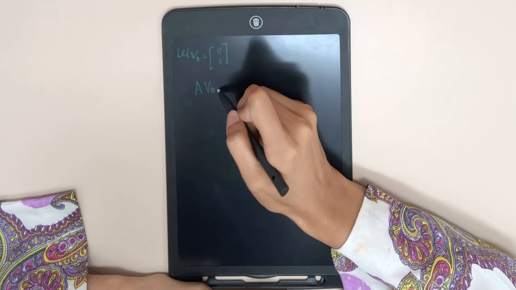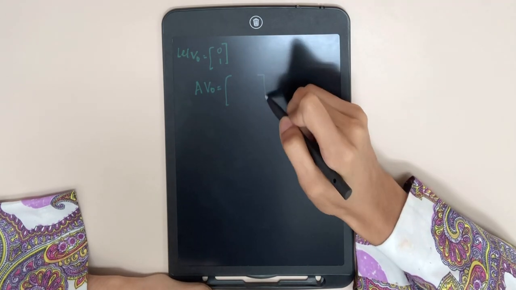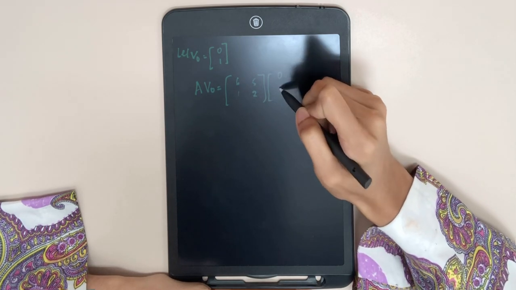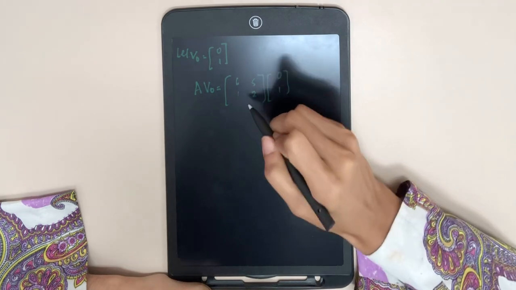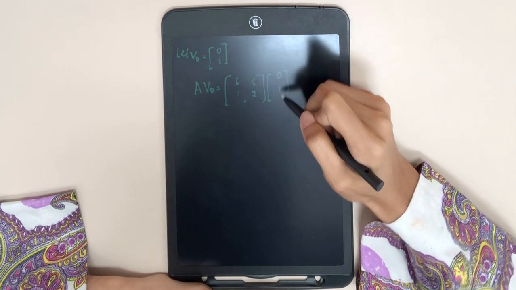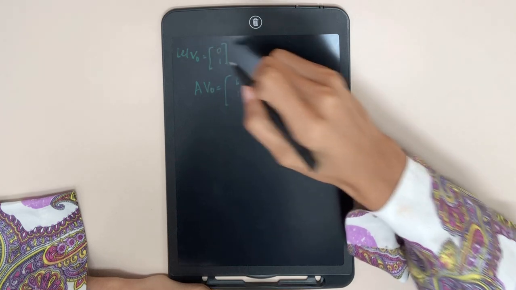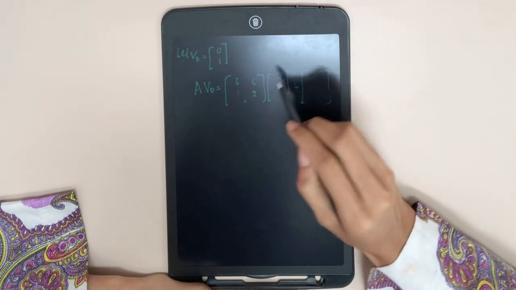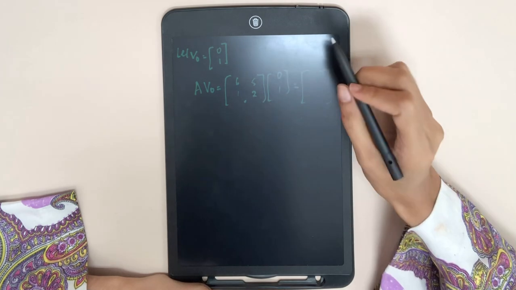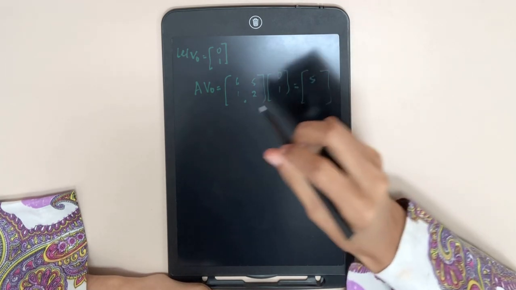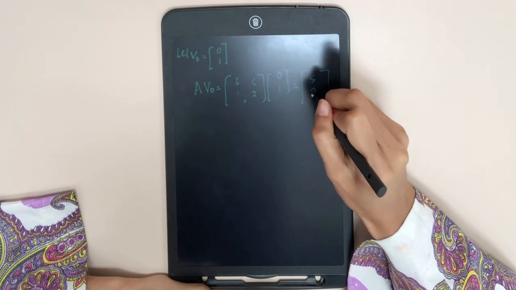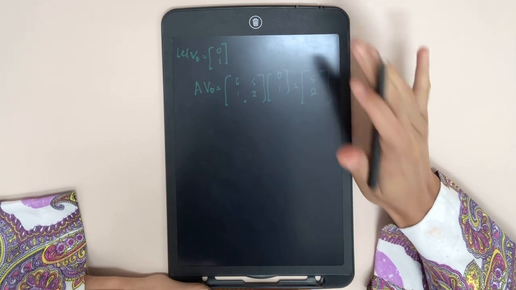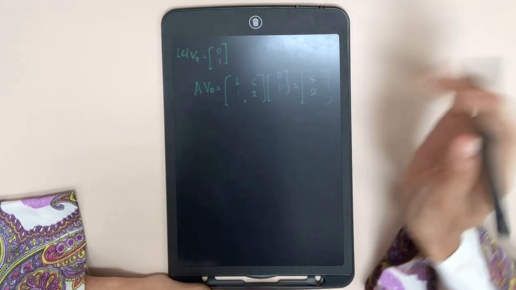Then the next one, AV naught. Your matrix A just now is 6, 1, 5, 2, 0, 1. This is your matrix A, and this is the matrix V naught. 0, 1 is from V naught just now. Calculate it, multiply these two. So 6 times 0 plus 1 times 1, it's equal to 1, and 5 times 1 plus 0, so you become 2. Okay, alright. So this is the matrix of AV naught.